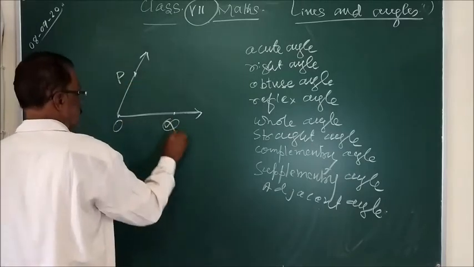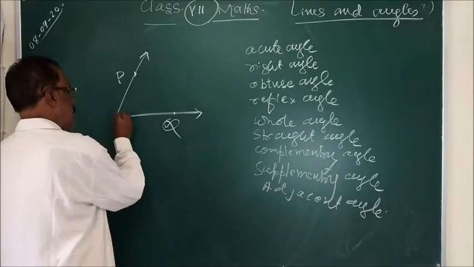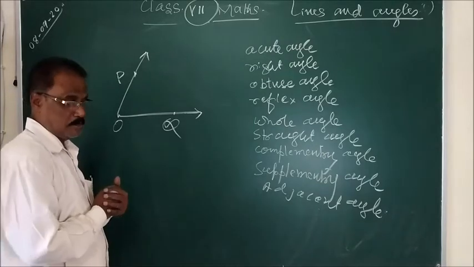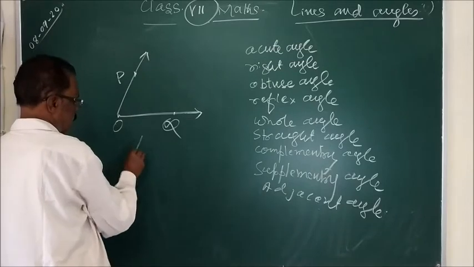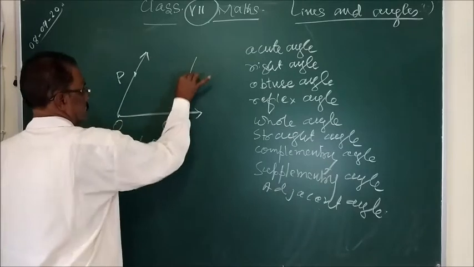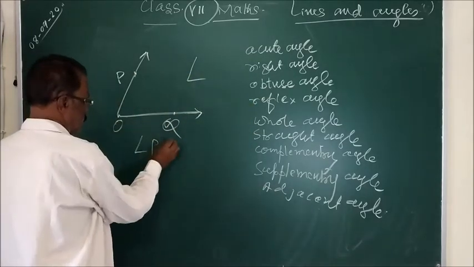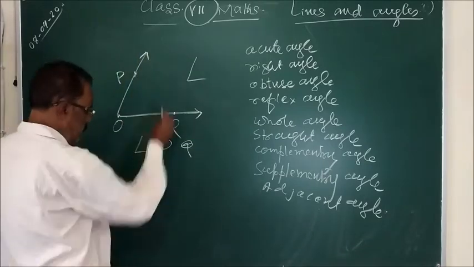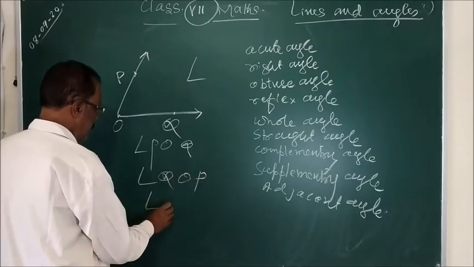Suppose this is angle POQ. You understood the definition of angle, and to denote or represent an angle, how will you do it? If we want to represent this angle, we write like this. This is the symbol for angle. So angle POQ, or angle QOP, or in short, angle O.